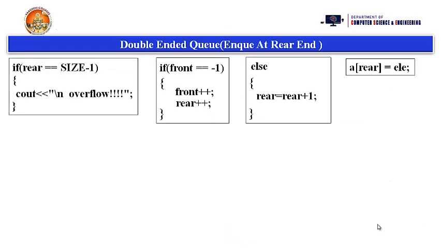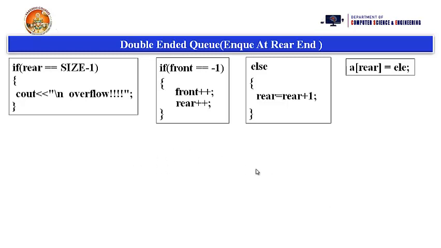So we can perform 4 operations on the double-ended queue: we can enqueue the element using the rear end and front end, and we can dequeue the element using the rear end and front end. Now let's see the first one, the double-ended queue, and the function is enqueue at rear end, and this is the code when you are inserting the element at the rear end.